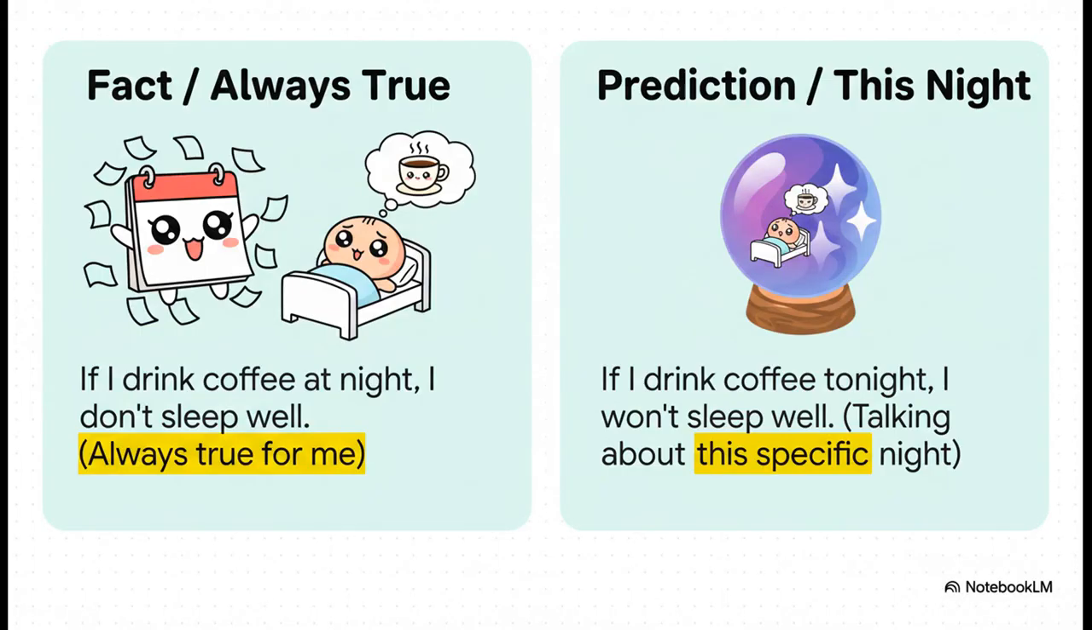This slide is perfect for seeing the difference. The 0 conditional sentence says, if I drink coffee at night, I don't sleep well. That's a general fact about me. It's always true. But the first conditional sentence is about a specific plan for tonight. It's a possibility for this one specific time.